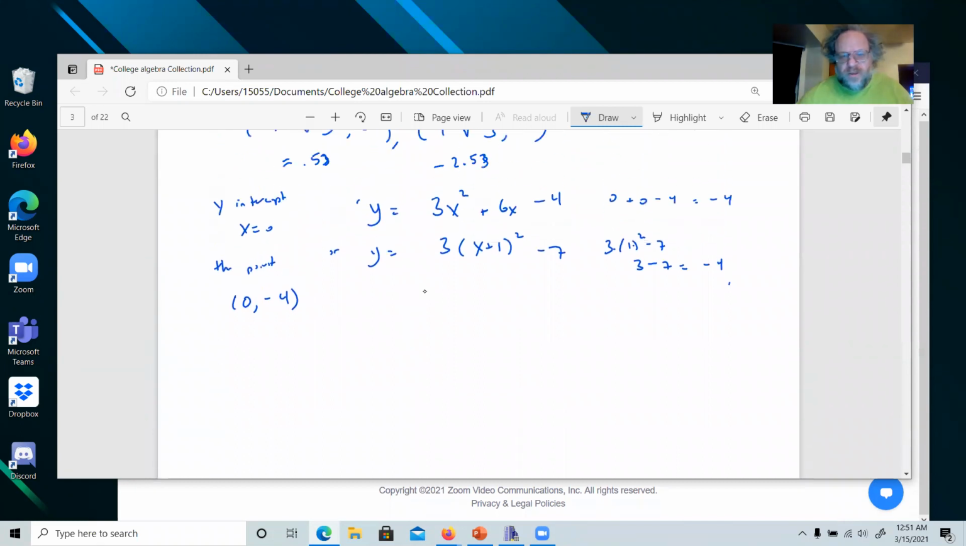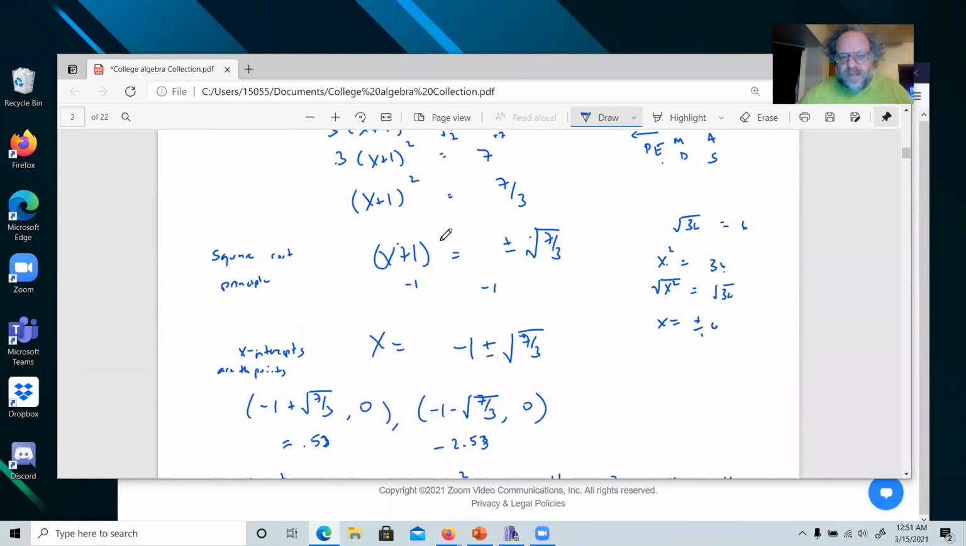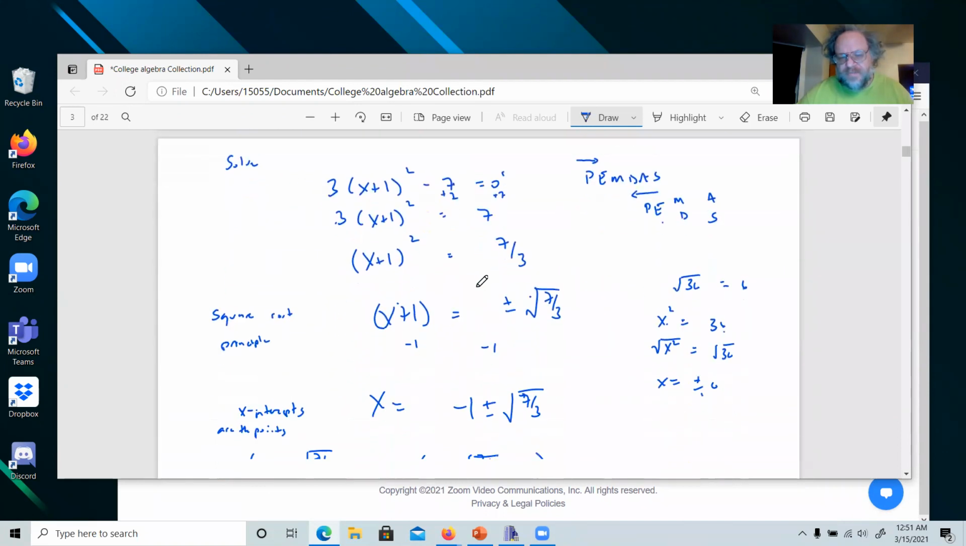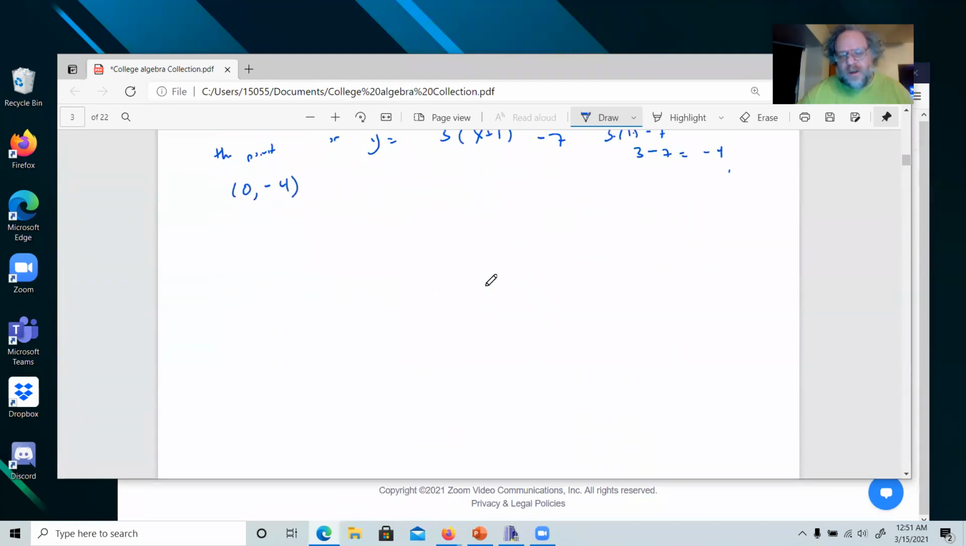So what is my vertex? My vertex is -1, -7. Okay. Now this comes with a little bit of practice, a little bit of experience, but if you think about where your graph is going to be before you draw your axes, -1, 1, 2, 3, 4, 5, 6, 7.